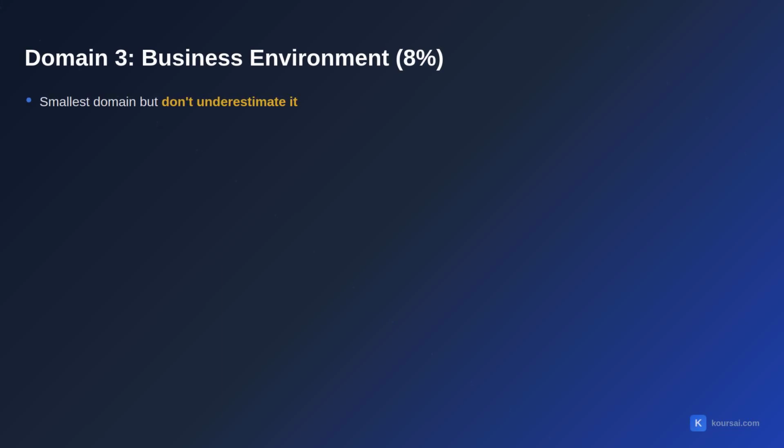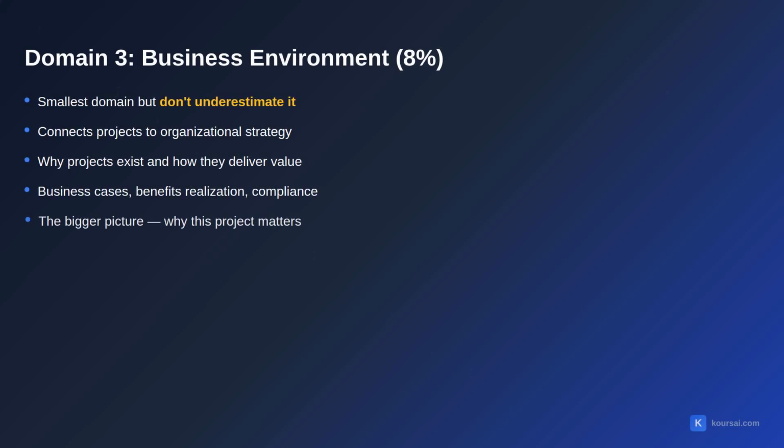The business environment domain is the smallest at 8%, but don't underestimate it. This domain connects projects to organizational strategy. It ensures project managers understand why projects exist and how they deliver value. Every project should support organizational goals. This domain tests your understanding of business cases, benefits realization, compliance requirements, and organizational change. It's about the bigger picture. Why this project matters beyond just completing deliverables.